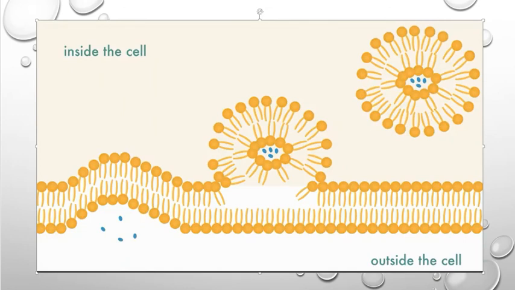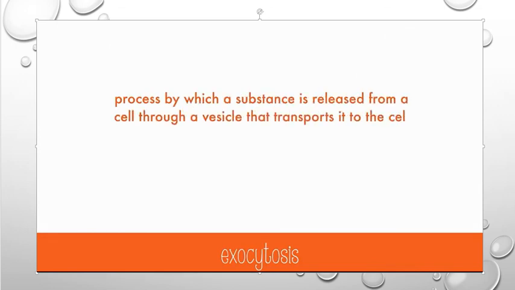Here you can see the way it works. First, the cell membrane begins to pinch around the substances, and eventually it forms a vesicle, which can carry the substance to any part of the cell. Exocytosis is basically the opposite of endocytosis. It's a process by which a substance is released from a cell through a vesicle that transports it to the cell surface and fuses with the cell membrane.